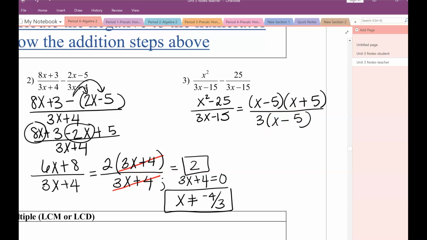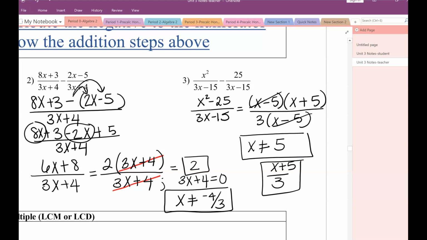Before we go and happily cancel, we must state the restriction. Good. Go ahead and state that for me. What is it that x can never ever be? Good. Now we can cancel out the quantity of x minus 5 and x minus 5. So Liam, what's the final answer? X plus 5 over 3. Perfect. And box that up.